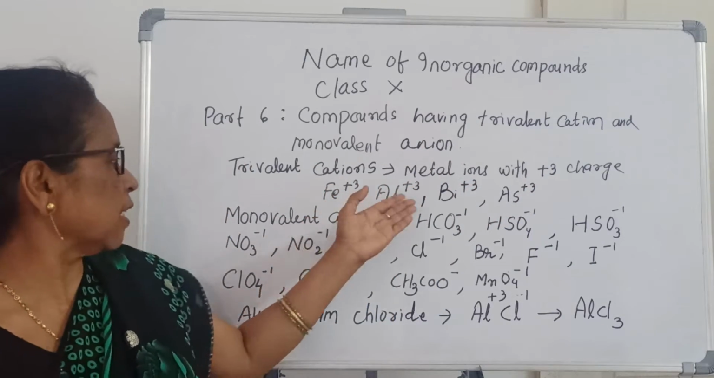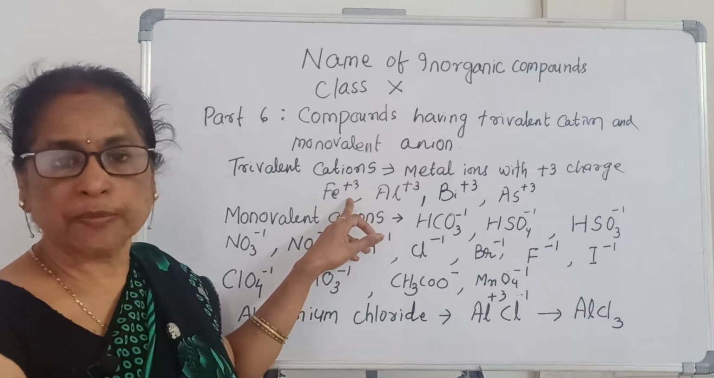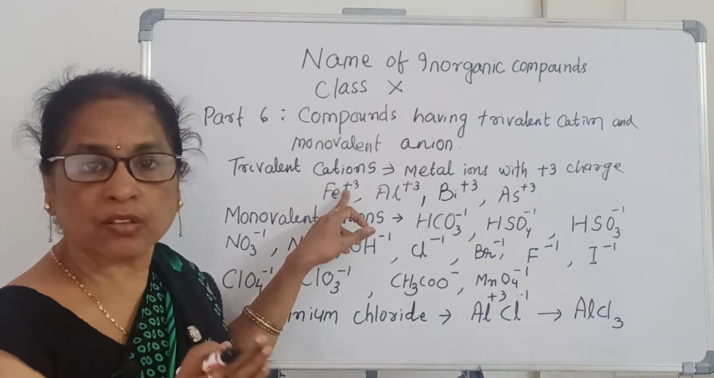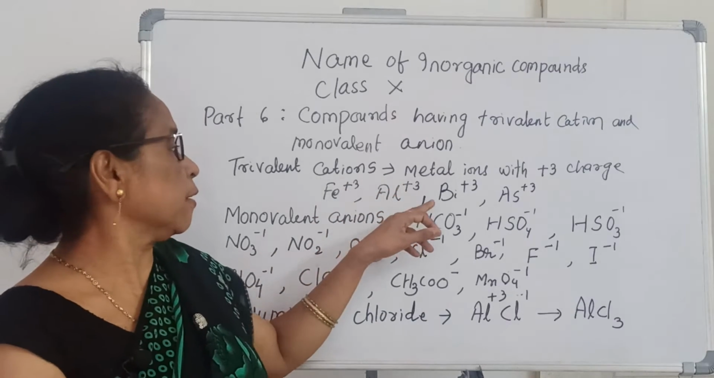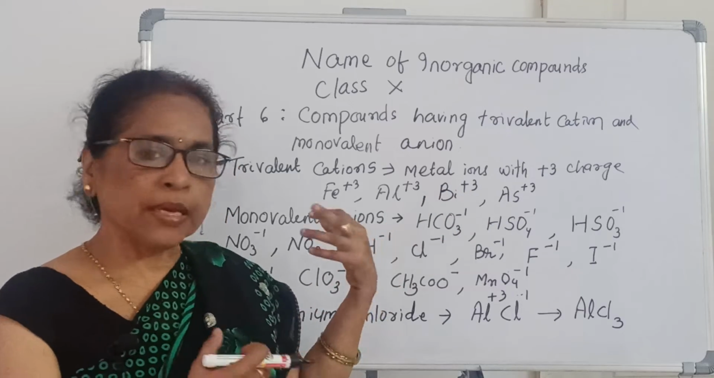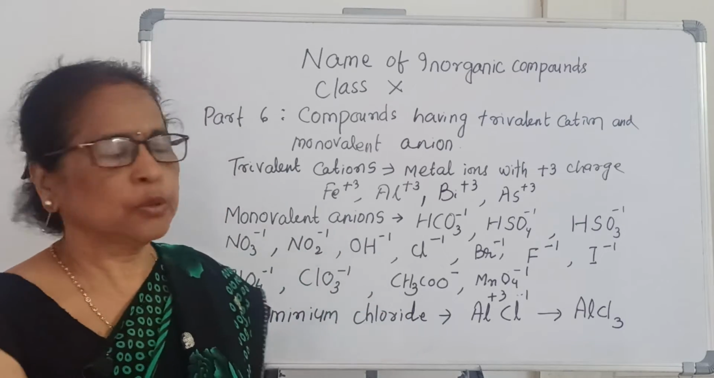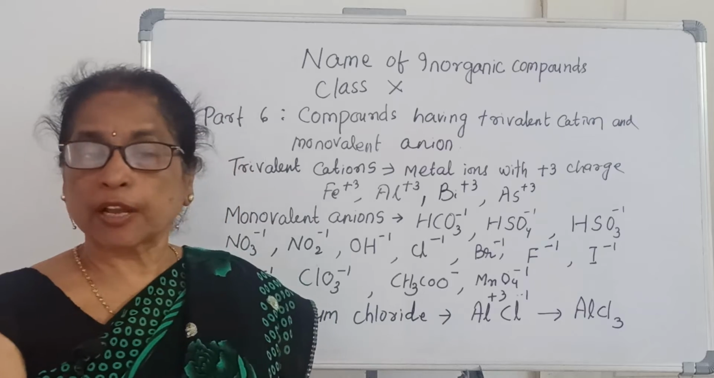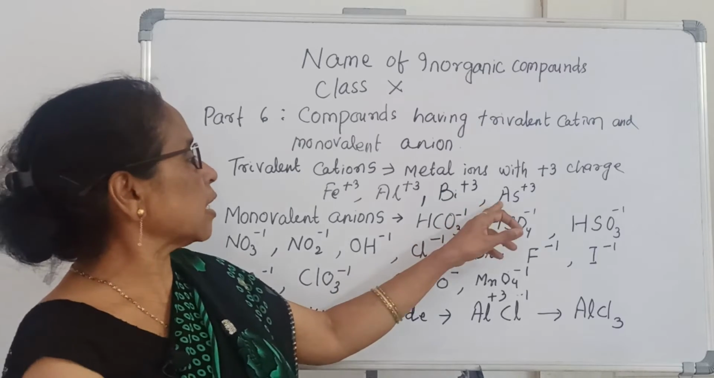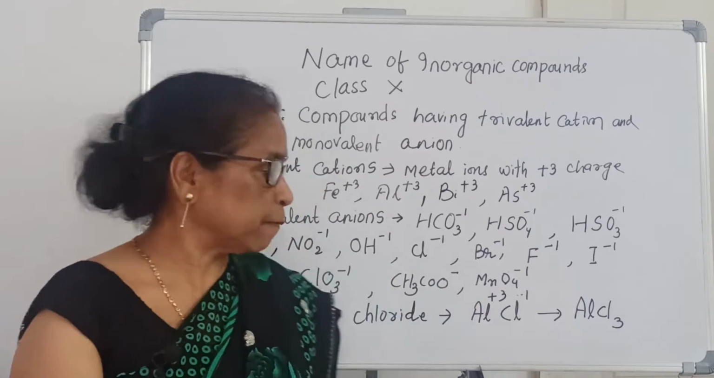Generally I can show you examples of plus 3. Fe plus 3 means ferric. If it is ferric, it is plus 3. If it is ferrous, it is plus 2. Aluminium plus 3. Bi means bismuth, plus 3. Bismuth also shows plus 5, but we will see the simple example with plus 3. As means arsenic. Arsenic plus 3, it also shows plus 5. So arsenic plus 3, bismuth plus 3, aluminium plus 3, ferric plus 3.